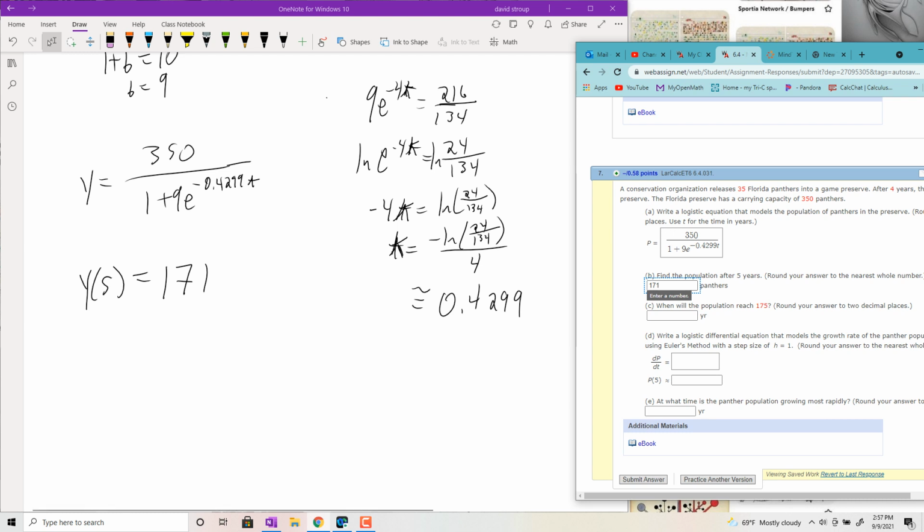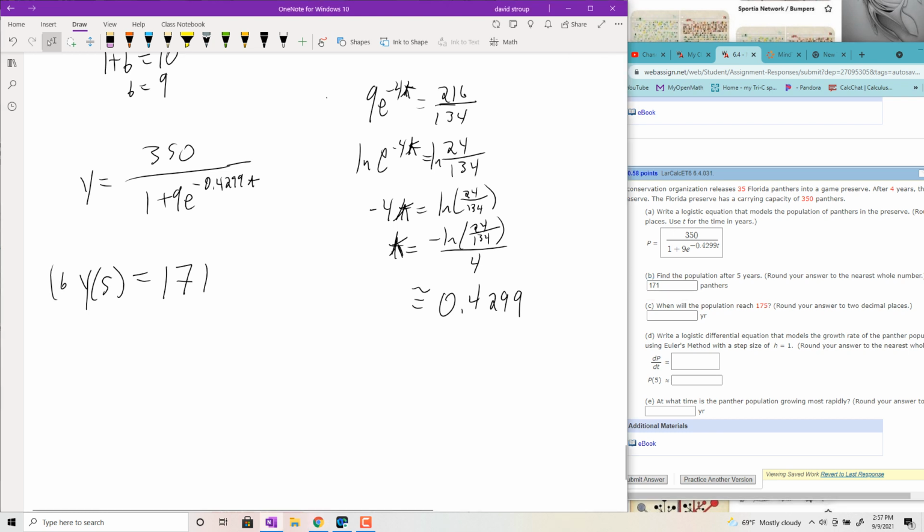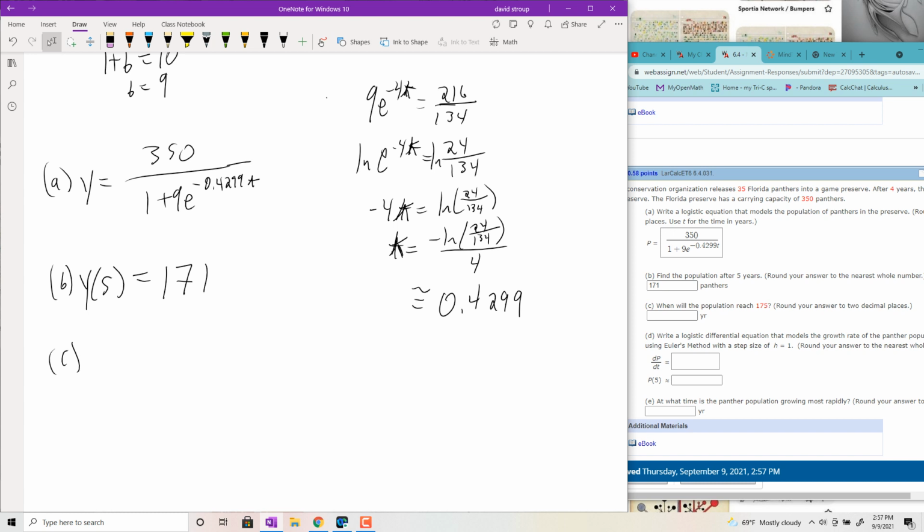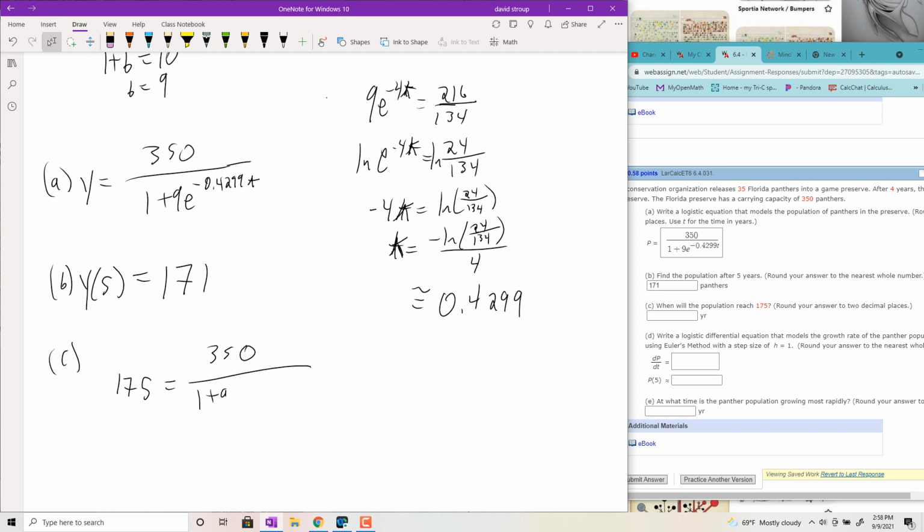When will the population reach 175? And note that this is part B, this is part A. The value that they're looking for there is the inflection point. Okay, so 175 is just half of L. Anyways, you're literally going to have to plug it in here, and then solve for t regardless. So 175 equals 350 over 1 plus 9e to the negative 0.4299t.